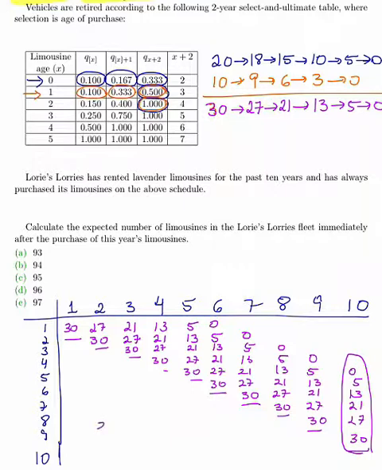So the total number in service right after I purchase the last 30 is 30 plus 27 plus 21 plus 13 plus 5, which I believe is 96. So that should be my answer.